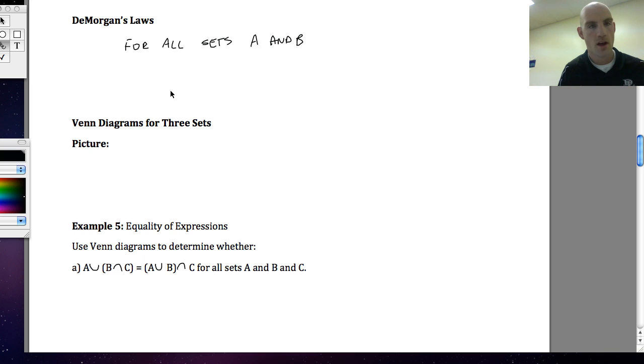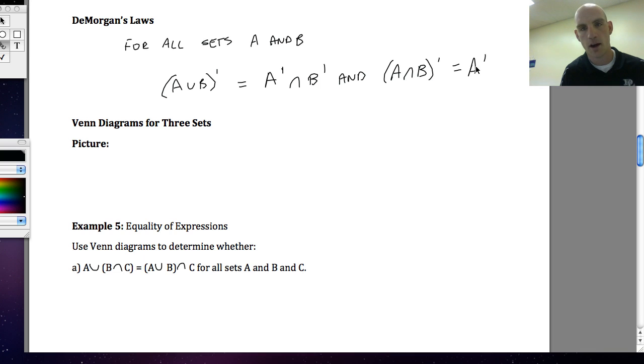here's what happens. The complement of A union B, so not in A union B, is equal to A prime intersect B prime, and also the complement of A intersect B is equal to A prime union B prime.